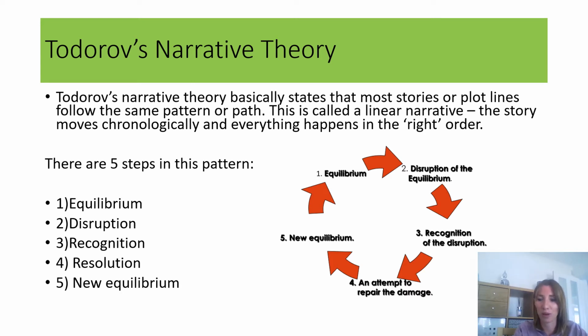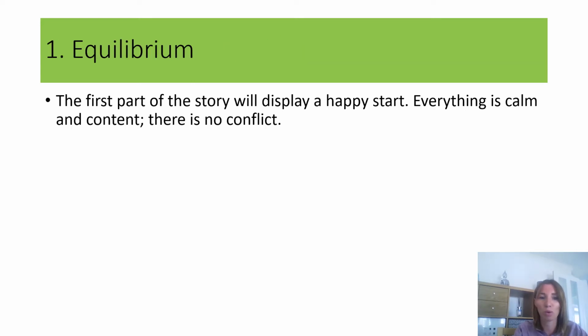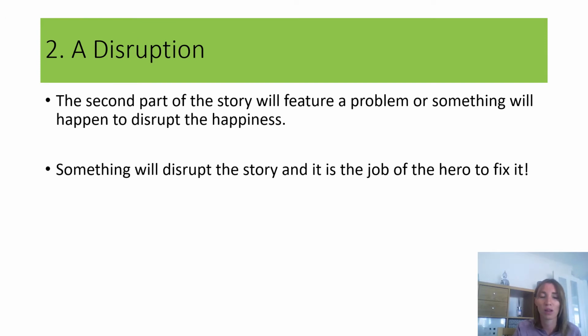Now we're going to go through each stage then. So stage 1, this equilibrium, this is the first part of the story. This is where everything's happy, everything's calm, everybody's content, there's no conflict. So this is called your equilibrium. Then we move on to the second stage, which is disruption. So this is where there will be something that happens that disrupts the happiness. Something will disrupt the story, and ultimately at this point it's the job of the hero to go and fix it.